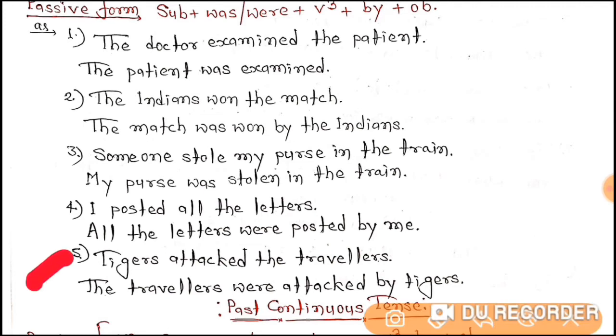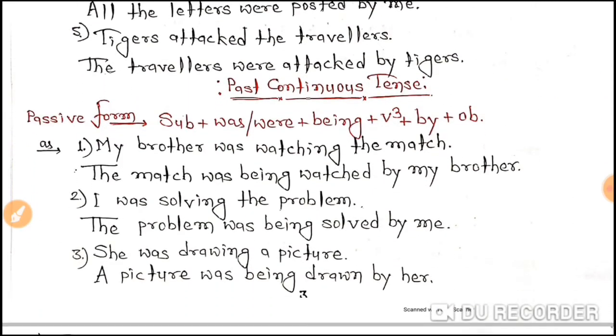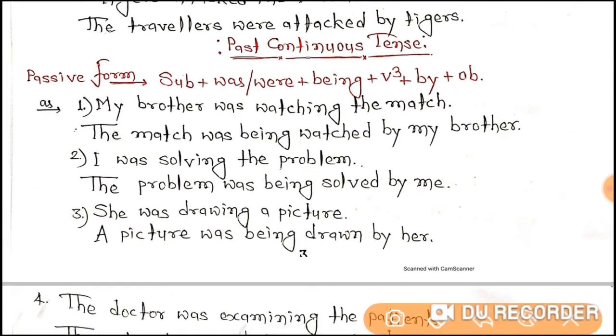Now the last example is "tigers attacked the travelers". So tigers attacked whom? So your answer is the travelers. So here in the passive voice, the travelers, and travelers is plural, that's why I have used were, and then V3 attacked, and then by, and then tigers. Clear, students?